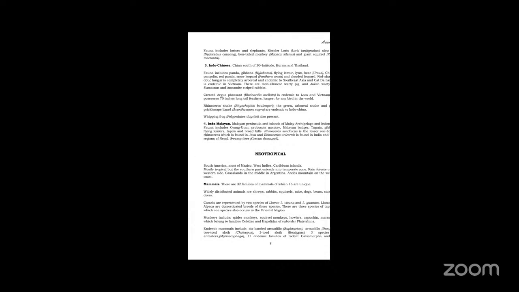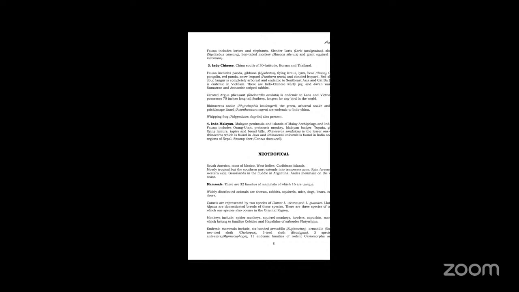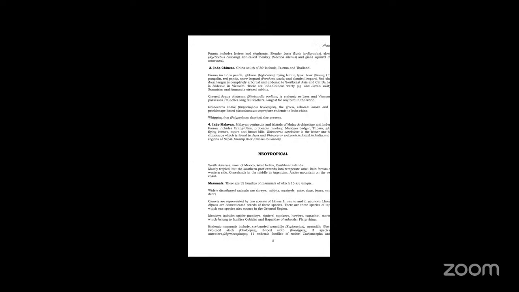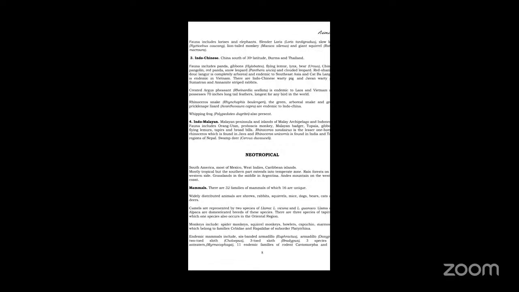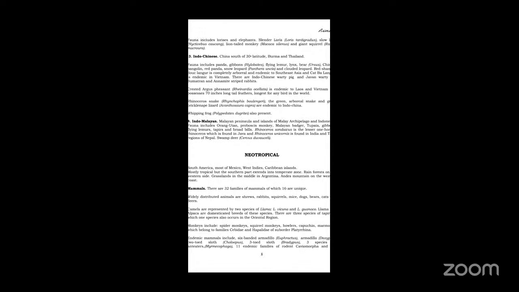Now coming to the fauna, with reference to mammals, about 32 families of mammals are present, out of which only 16 of them are unique in nature. The widely distributed animals, which are shared with other realms, include shrews, rabbits, squirrels, mice, dogs, pigs, cats, as well as deer. Camels are represented by two species of llama, that is the vicuña and the guanaco. Then there are domesticated breeds of these species.